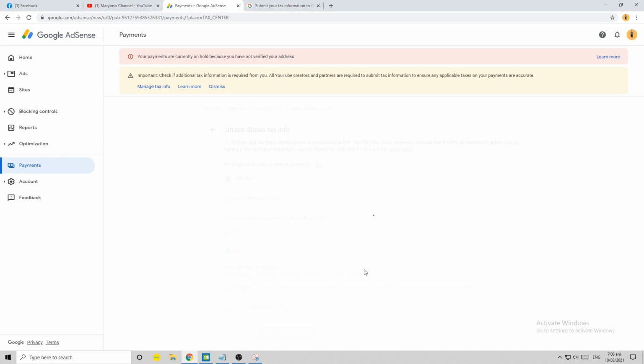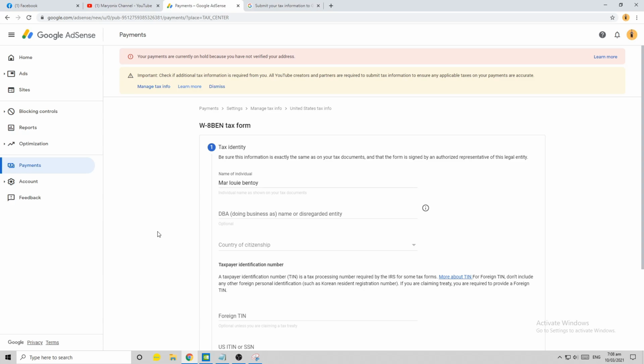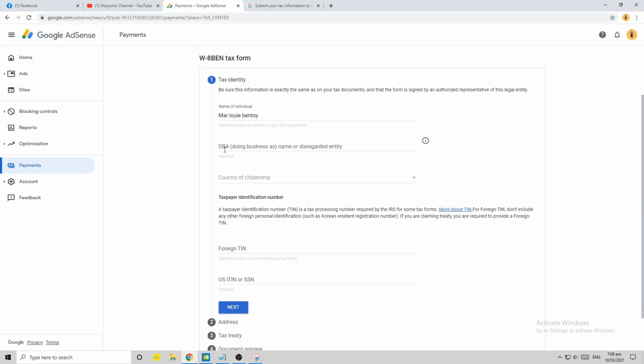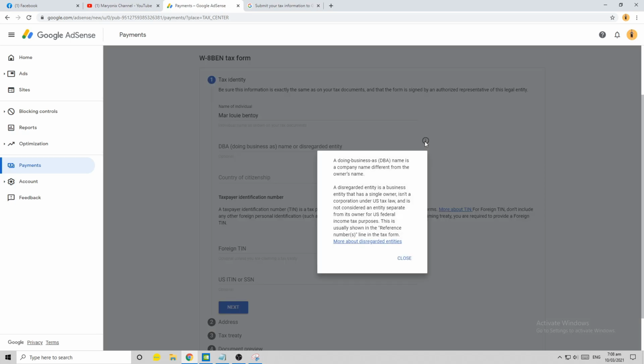So click on start W-8BEN form. It's still loading. Alright, there you go. You'll see here it's already inputted my name, name of the individual, Marlouis Bentoy, and DBA, doing business as, is disregarded entity. So what's this? Doing business as, or DBA, is a company name different from the owner's name. A disregarded entity is a business entity that has a single owner, isn't a corporation under US tax law, and is not considered an entity separate from its owner for tax purposes.